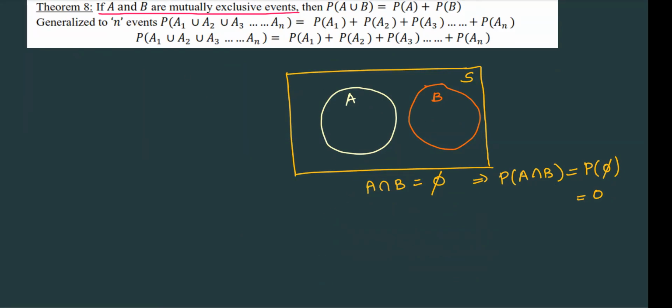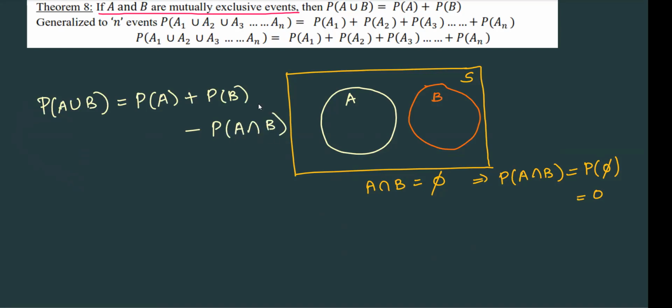So what we get is P of A union B is P of A plus P of B minus P of A intersection B. This becomes 0 here because they are mutually exclusive. When they are mutually exclusive, the intersection is 0. So from here we get P of A union B is P of A plus P of B. This is for mutually exclusive events.